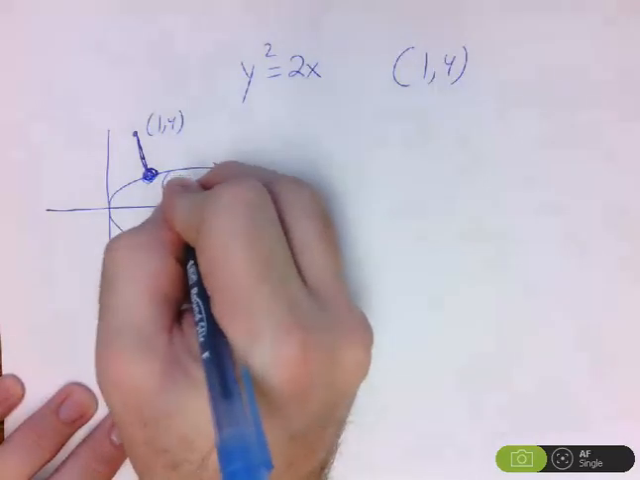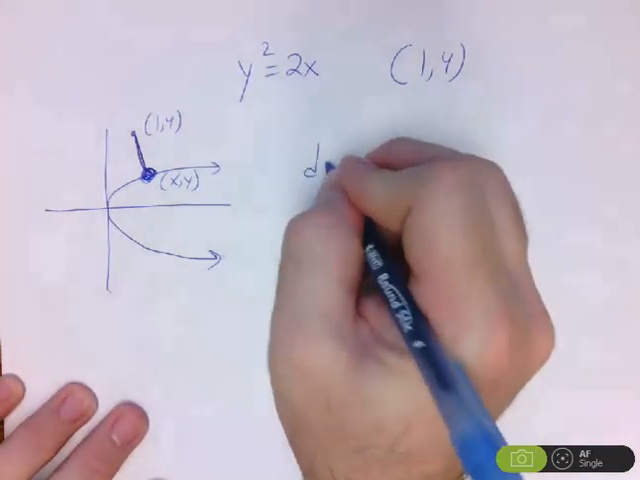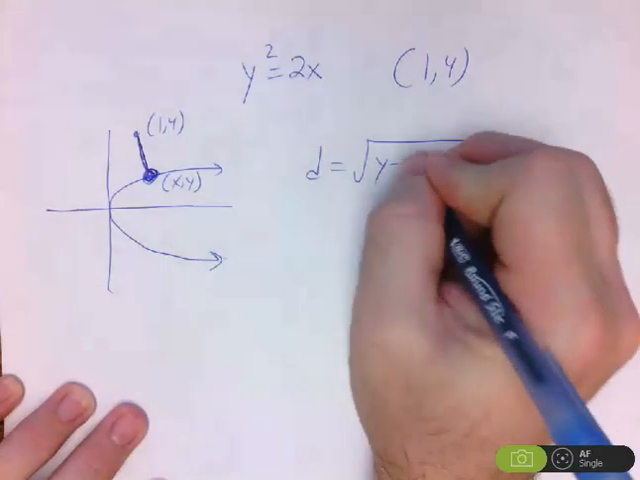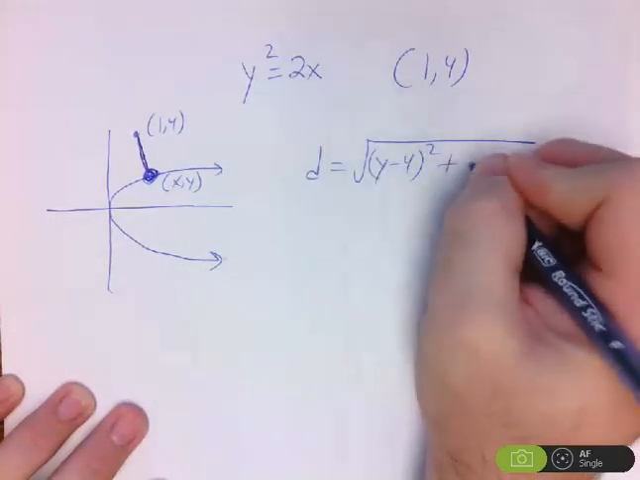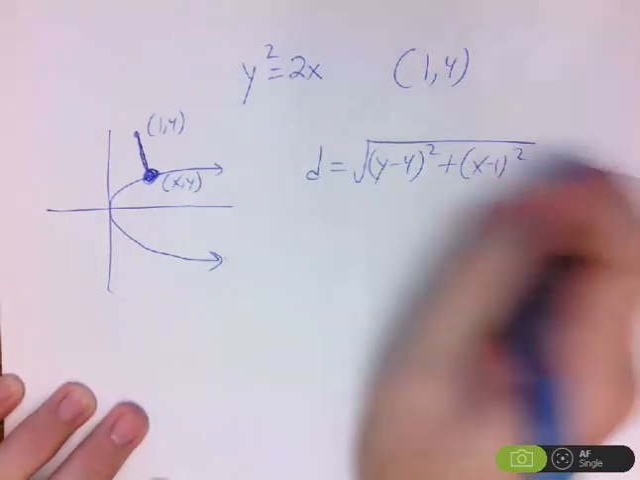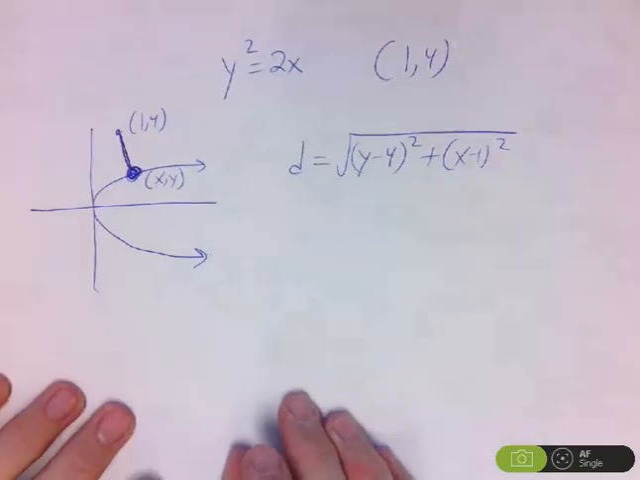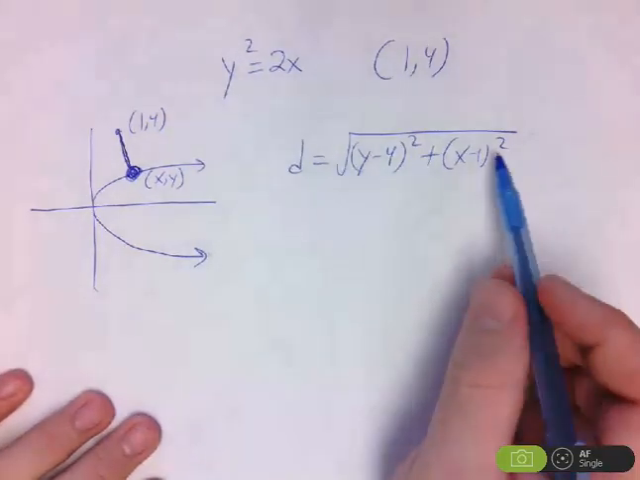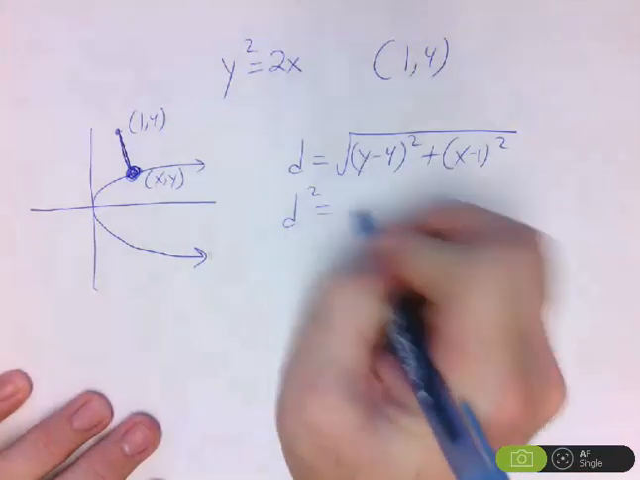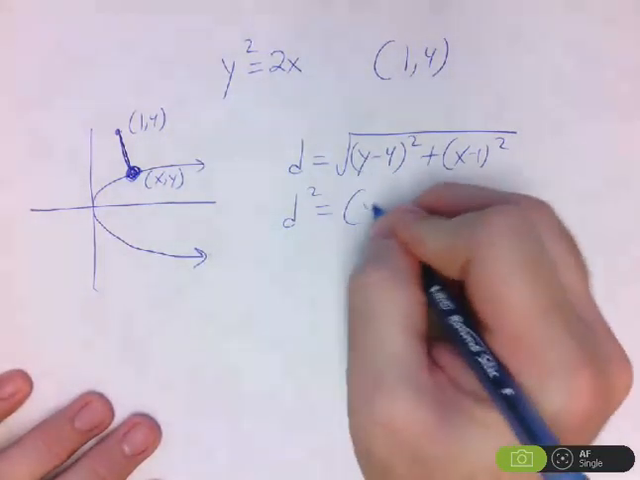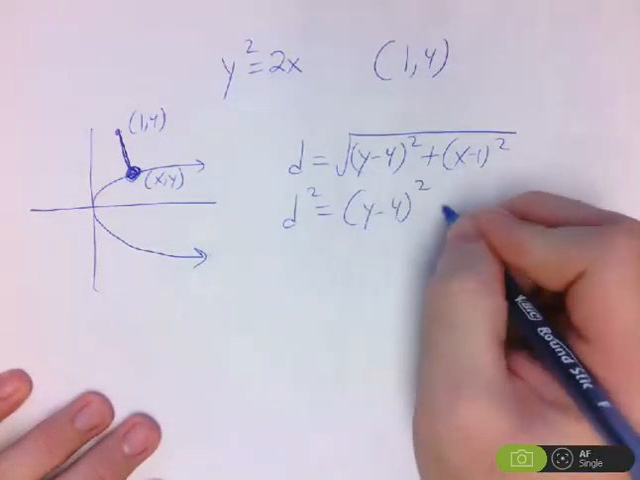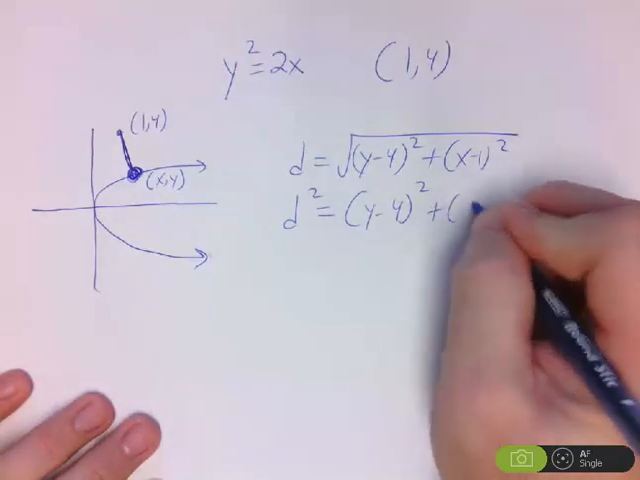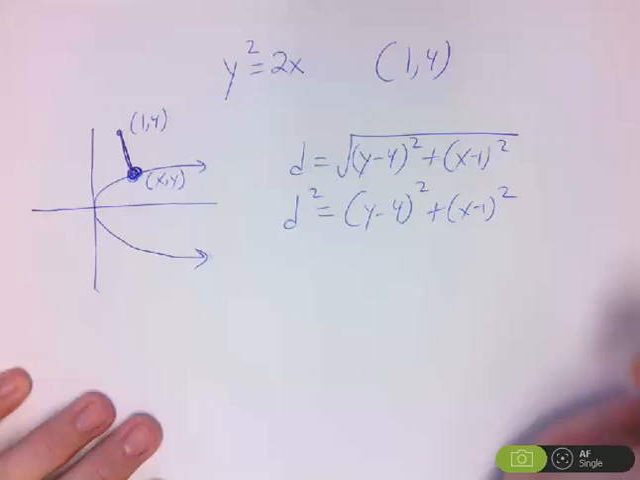So if we call this point (x, y), then the distance from (1, 4) to (x, y) would be the square root of (y minus 4) squared plus (x minus 1) squared. And one of the little hints I gave in class was, instead of dealing with this square root, can't we just call this d squared, basically a Pythagorean theorem problem? It makes the algebra and the calculus, the derivatives, a little bit easier. So we settled on this, and I think that's about where we left off.